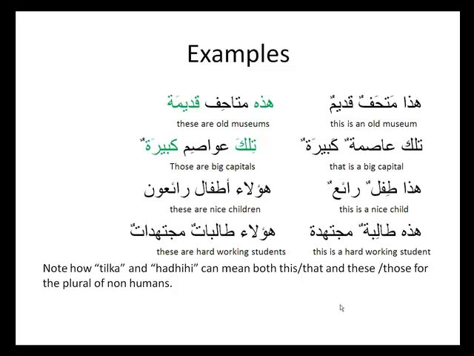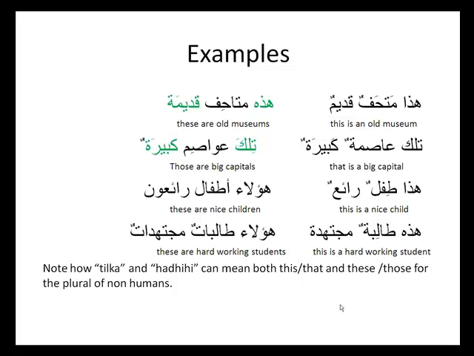However, when we're talking about children or students or other human beings, we need to remember to use هؤلاء or أولئك. So if we look at the next two examples, we have هذا طفل رائع. هؤلاء أطفال رائعون. This is a nice child, these are nice children. هذه طالبة مجتهدة. هؤلاء طالبات مجتهدات. This is a hard-working student, these are hard-working students.